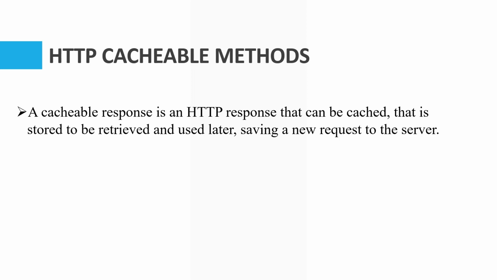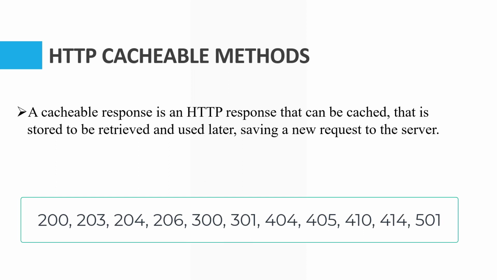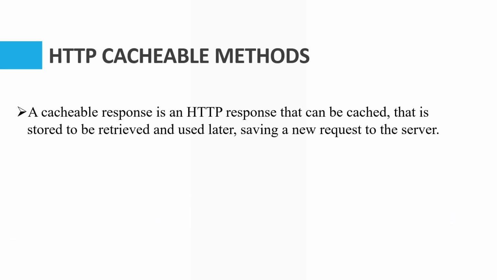The status code of the response is known by the application caching, and it is considered cacheable. These status codes are cacheable: 200, 203, 204, 206, 300, 301, 404, 405, 410, 414, and 501. There are also specific headers in the response, like Cache-Control, that prevent caching.